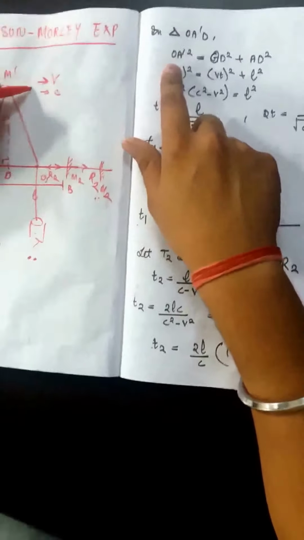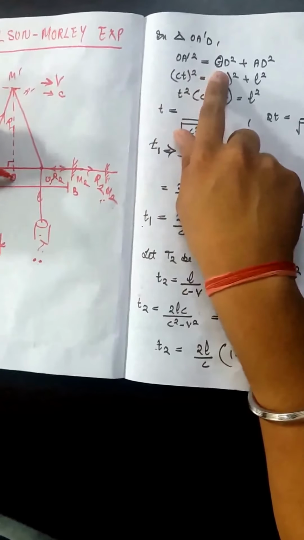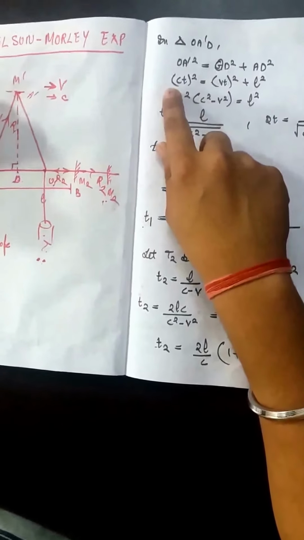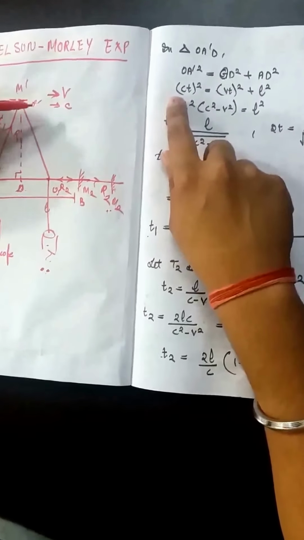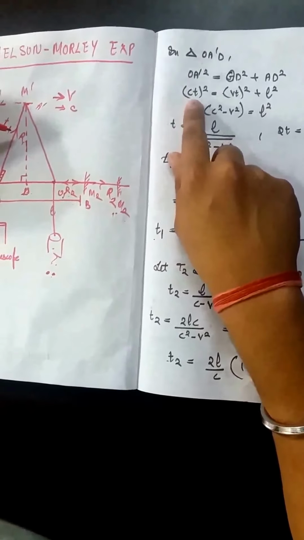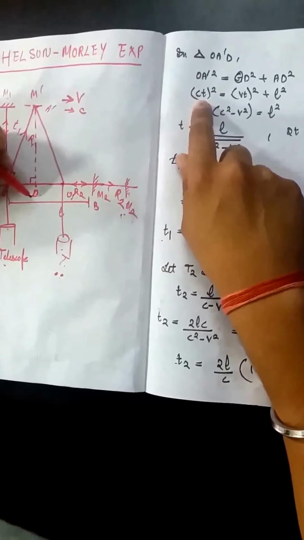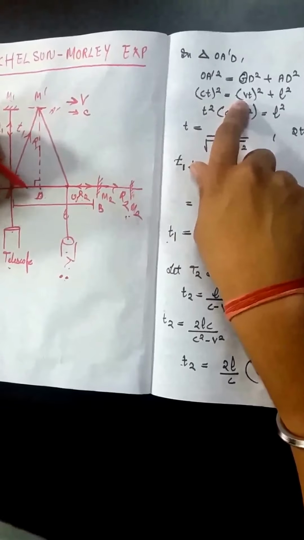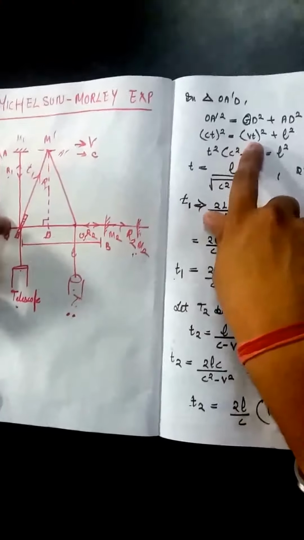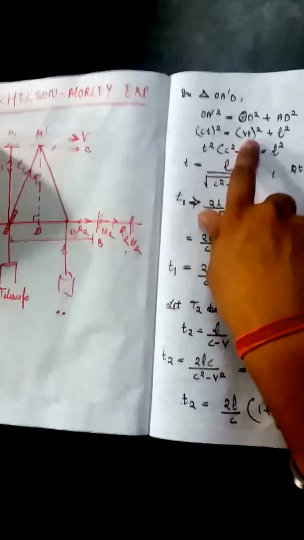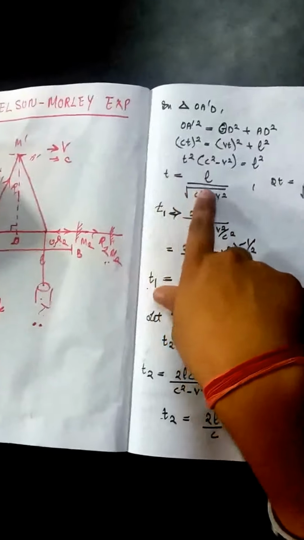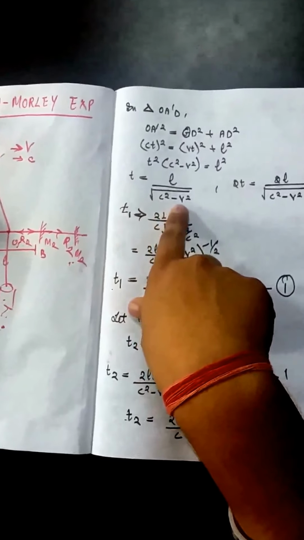We know that O A dash square is equal to O D square plus A D square. This is the ray traveling with the speed of light, so this distance comes out to be cT, so it's (cT) square, and this shift will be vT because our apparatus is moving with the velocity v. It comes out to be (vT) square, and the distance we know is L, so it's L square. From here T will come out to be L upon root of c square minus v square.